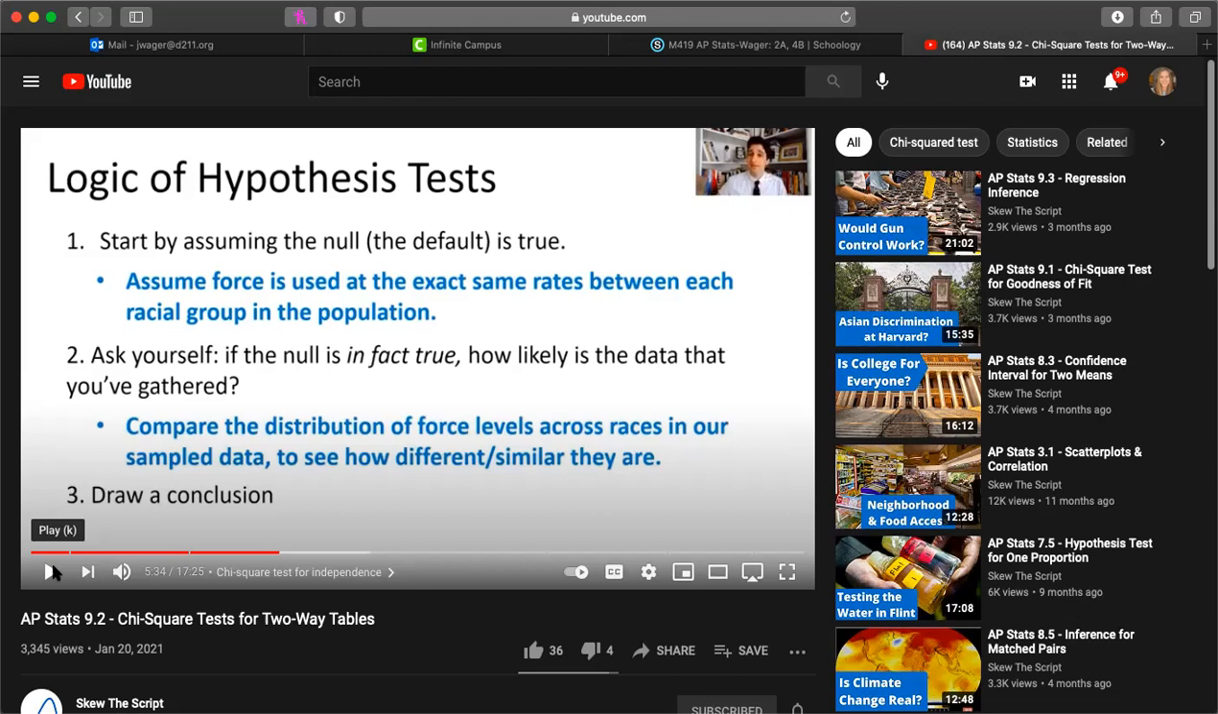So again, this is your categorical data. It is different compared to the chi-squared goodness of fit test because there is more than one variable that we're looking at. So keep that in mind.